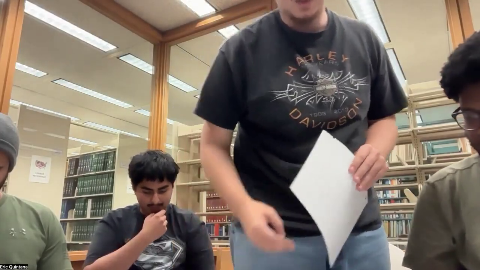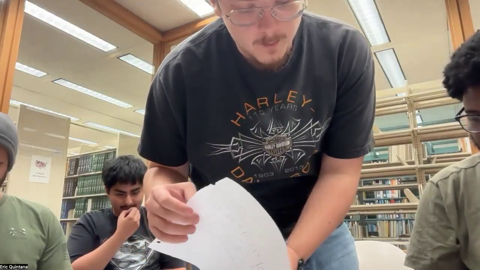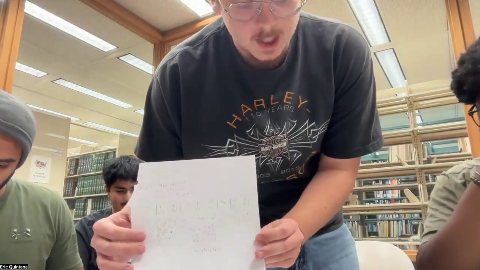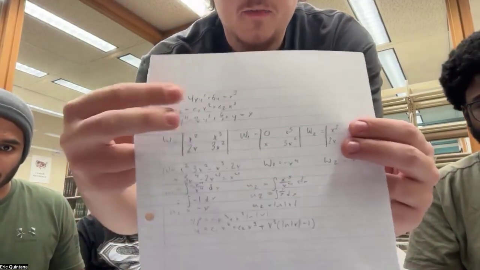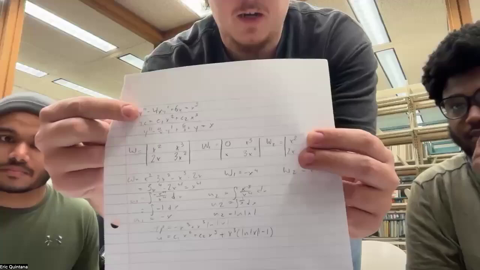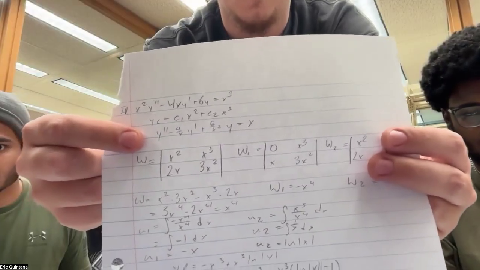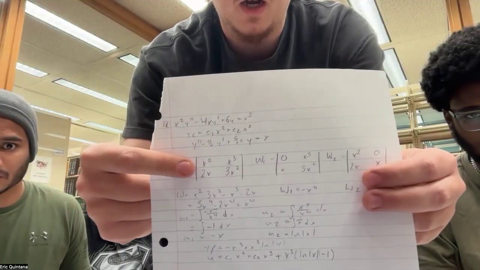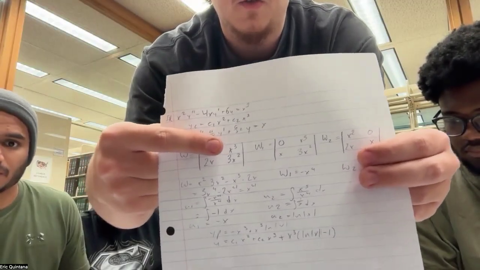And finally, we had to solve the ODE x squared y double prime minus 4xy prime plus 6y equals x cubed with a given y of c equals c1 x squared plus c2 x cubed. So we start off with our y of c here, and we have to make sure that there's nothing multiplying this y double prime. So we divide this equation by x squared. At which point we can get our Wronskians, with y1, y1 prime, y2, y2 prime.